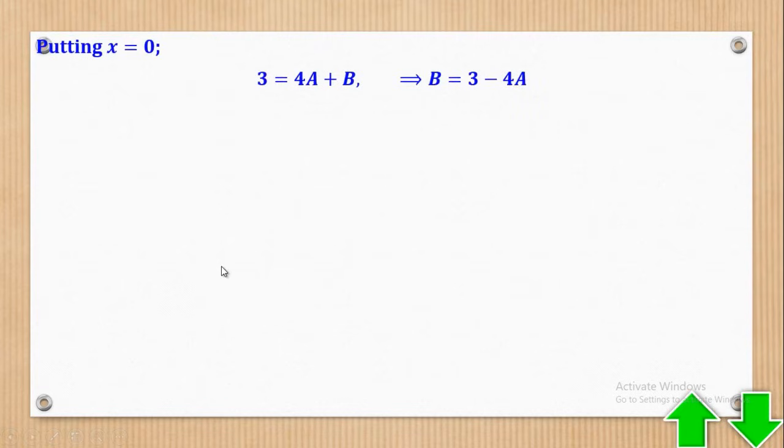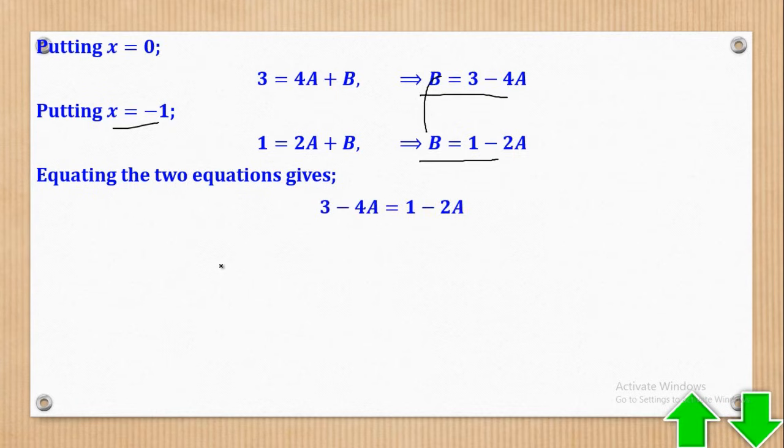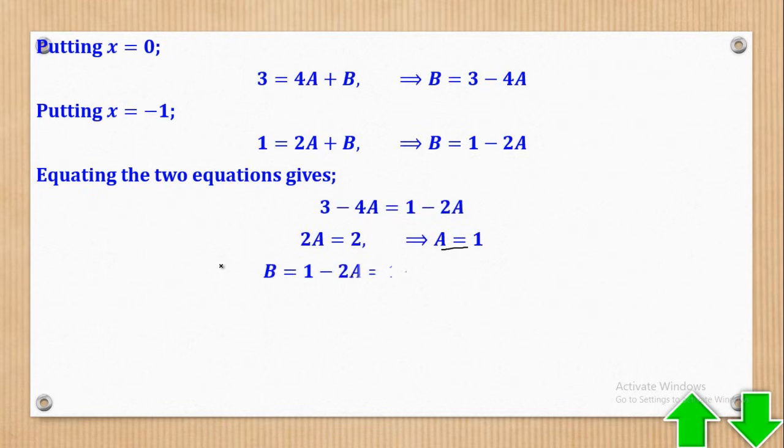So I'll choose suitable values of x. Therefore, when I put x equal to 0, I'll come up with b equal to 3 minus 4a. When I put x equal to negative 1, I'll come up with b equal to 1 minus 2a. Therefore, when I equate the 2 equations, because they are both equal to b, I'll come up with 3 minus 4a equal to 1 minus 2a. Then make a the subject, a will be equal to 1. Then from here, I'll realize that b is also equal to negative 1.